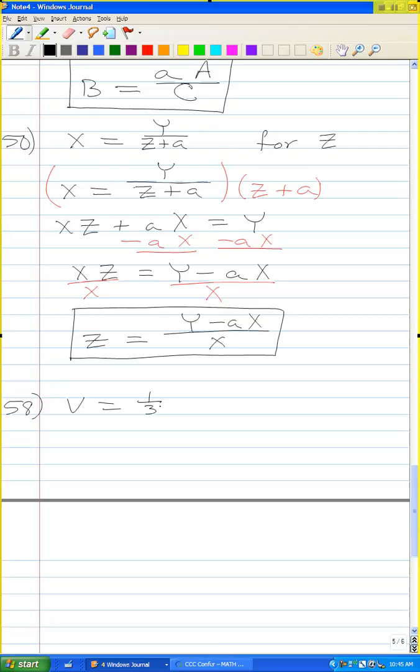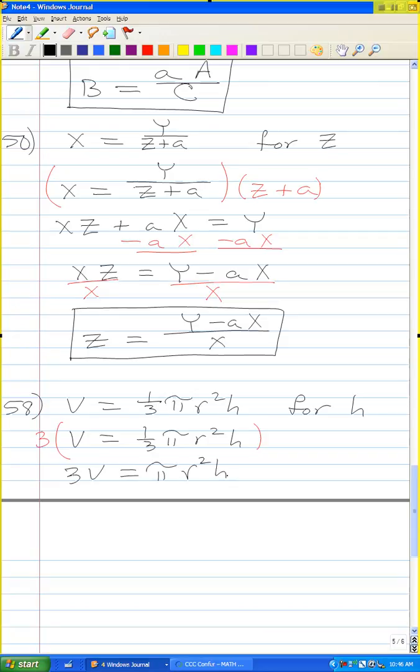Okay, so V equals 1/3 pi r squared h, and you want to solve for h. By the way, this is the formula for the volume of a right circular cone. First off, let me multiply both sides of my equation by 3, the denominator. If I do that, I get 3V equals pi r squared h.